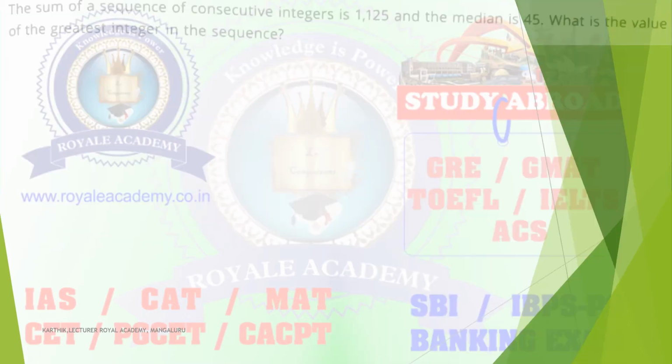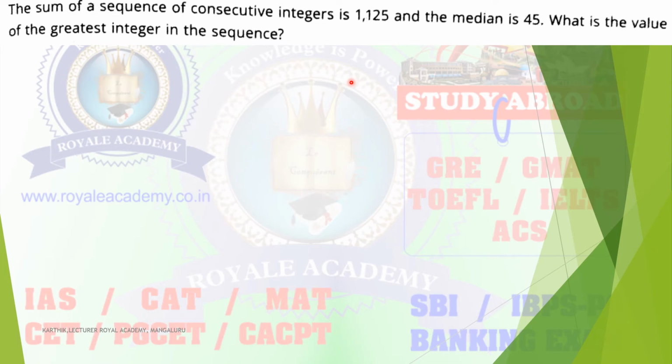The sum of a sequence of consecutive integers is given, and a median is given. Median is nothing but the middle number. The middle number is how much? 45, and the consecutive integers' total sum is given, that is 1125. What is the value of the greatest integer in the sequence? The greatest integer you have to find out. Here the middle value is given, so you have to find out the greatest number.